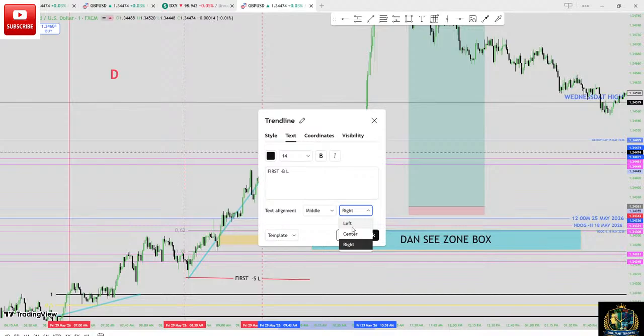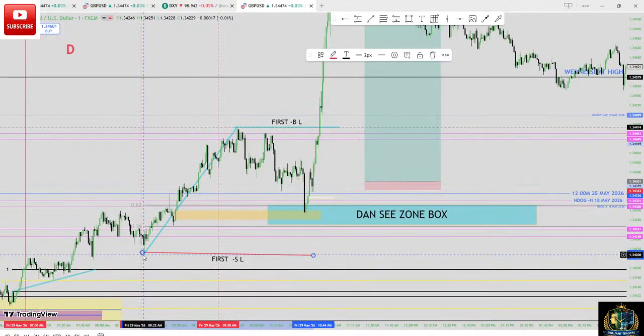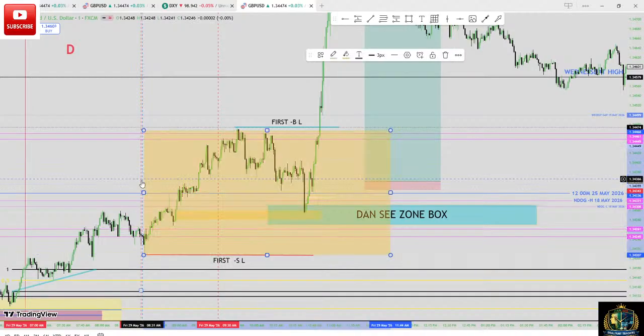From the sell side liquidity to the buy side liquidity, how did I get this Dancy Zoom boss? If you don't want to use this Dancy Zoom boss, I can remove it and you apply 50% of it, which is the Dancy Zoom boss. That's what makes it the Dancy Zoom boss.